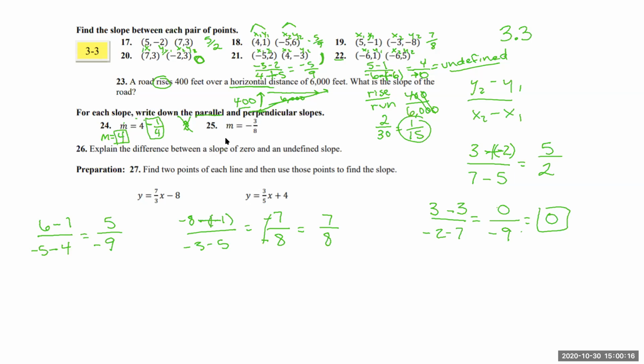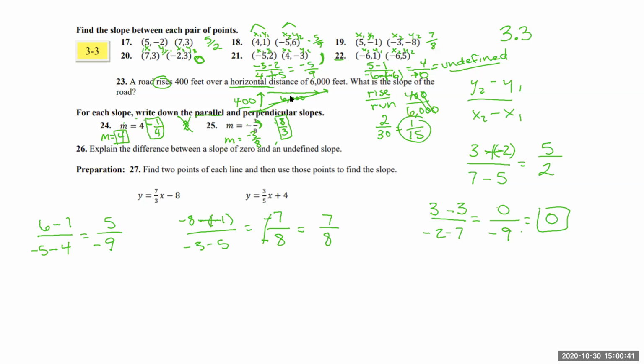Over here, same thing, parallel is going to be the same slope of -3 over 8. The perpendicular slope is going to be a little bit different. We are going to switch this fraction around so that we have 8 over 3, and we're going to change it from a negative to just a positive. So our perpendicular slope is going to be 8 over 3.